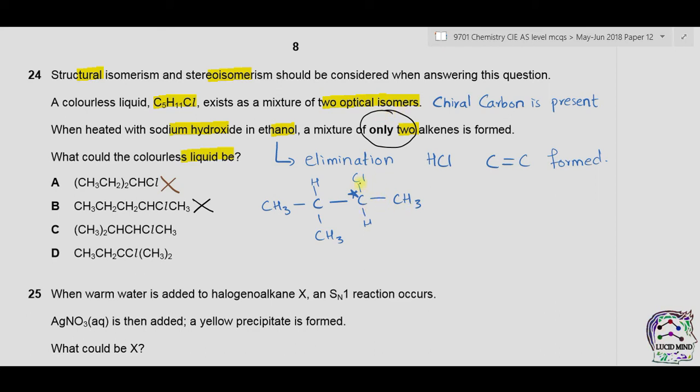Now for the second condition we have elimination reaction. So chlorine will be removed from this carbon and hydrogen can be removed from this carbon atom or from this carbon atom. So 2 possible structures are formed. In the first one we have CH3, CH, CH3.